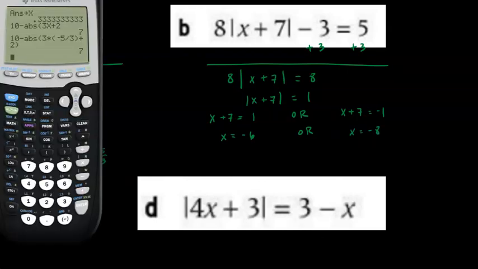Let's go ahead and check work. So I have 8 times absolute value of, let's put in a -6 plus 7, minus 3. That should give me a 5. Take that and put in, let me do it with my mouse so you can see my keys whenever I put it in there.